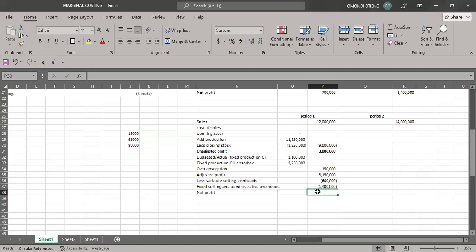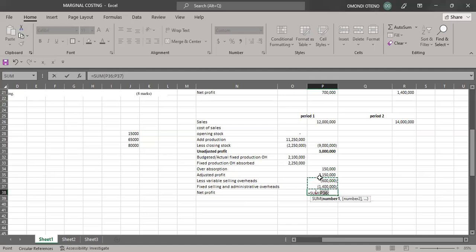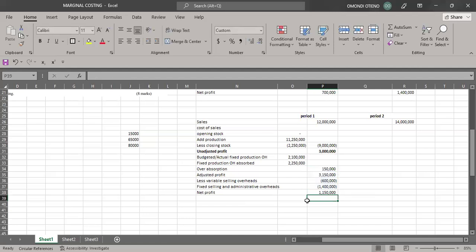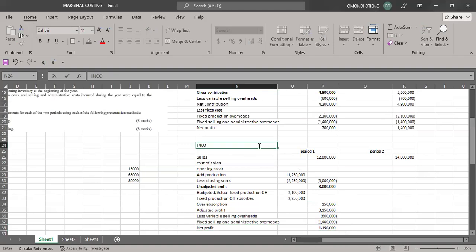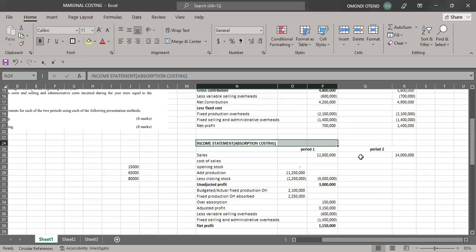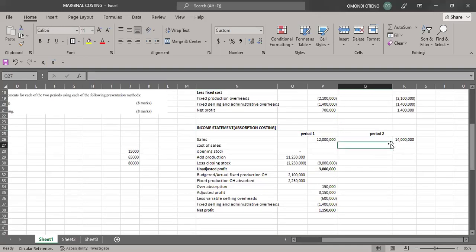It will give us net profit. So what is our net profit as per absorption costing? It is adjusted profit minus all these expenses. So our net profit is 1,150,000. That is our net profit as per the absorption costing income statement. Let's move to period 2 under the same method.